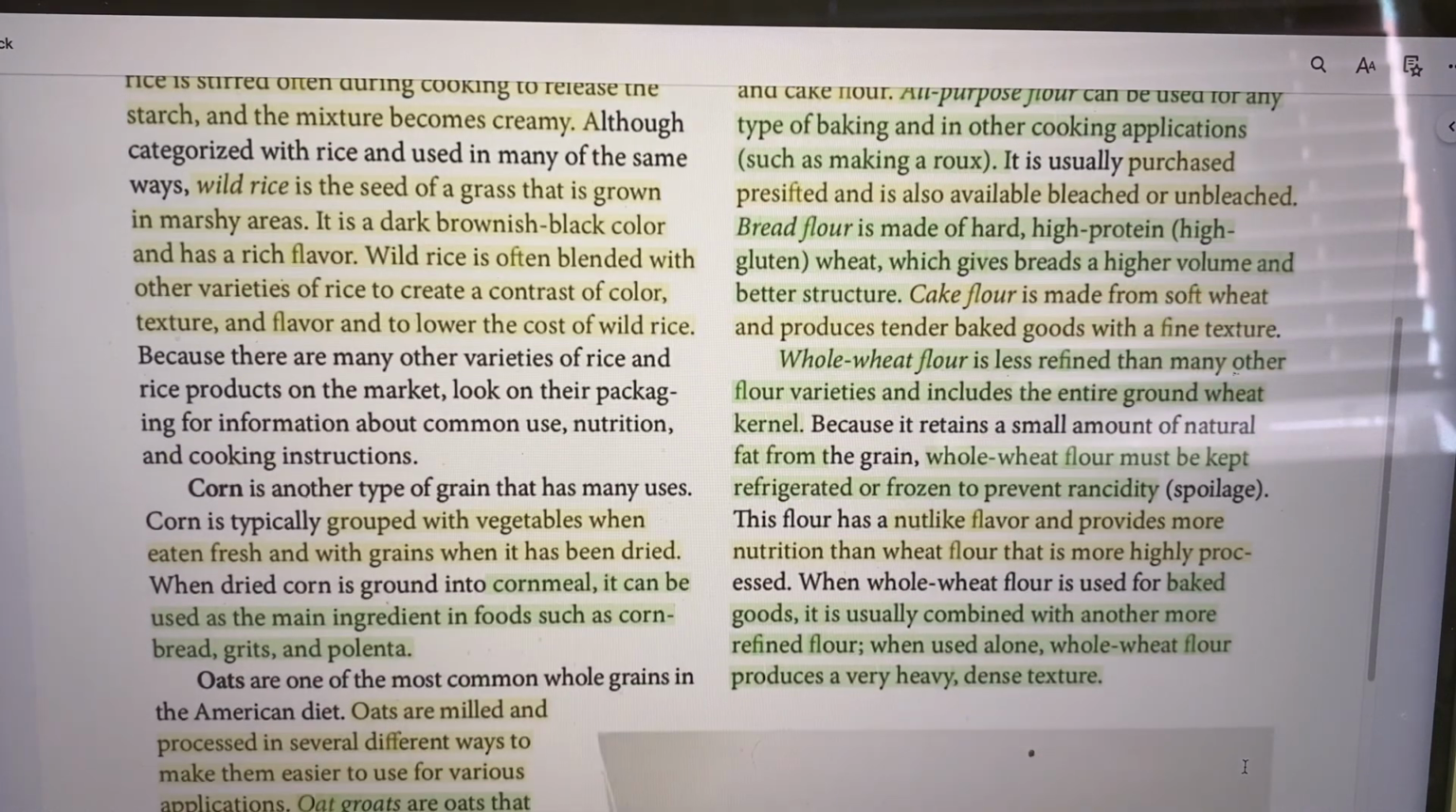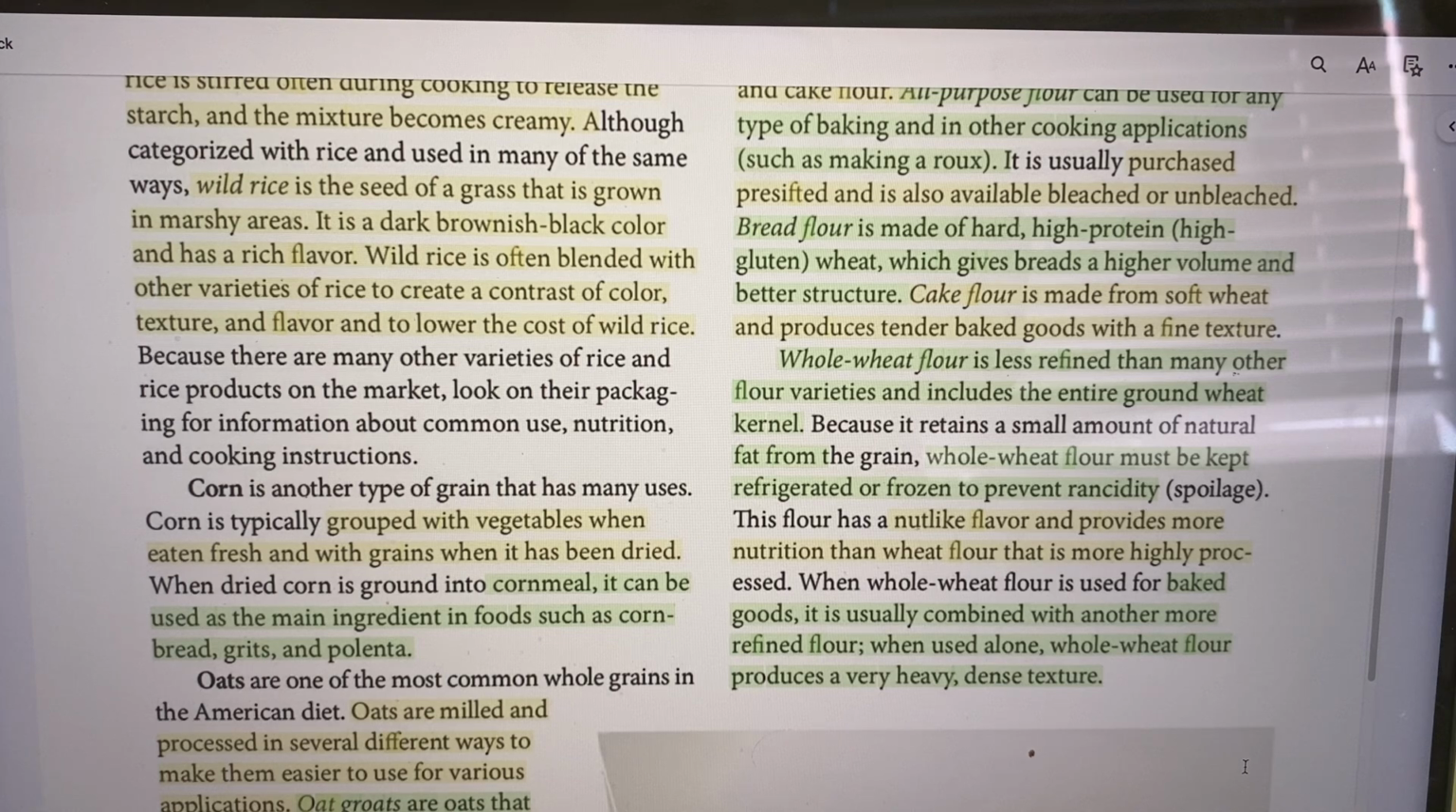Okay, let's talk about corn now. What about corn? Corn is another type of grain that has many uses. You know, I love corn. In fact, if anybody would ask what is your grandma's favorite food, she'd probably say corn, or corn on the cob or such. Well, corn is typically grouped with vegetables. When you eat it fresh, it's a vegetable. But with grains, when it's been dried, corn is turned into cornmeal. And this cornmeal is a grain. So it's both a vegetable and a grain.